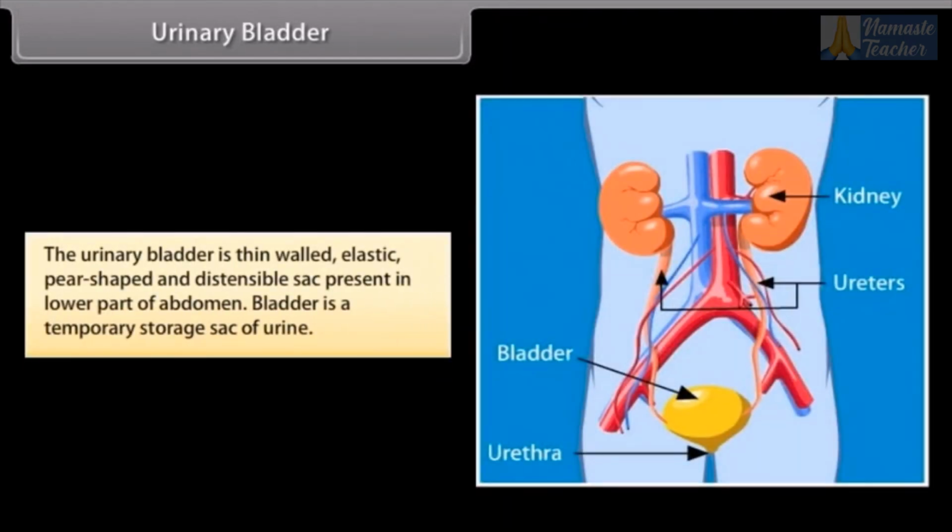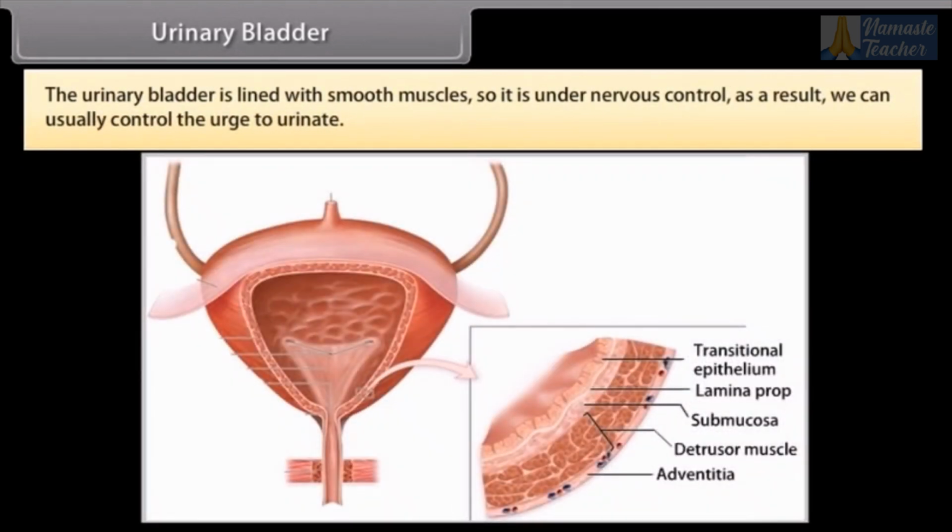Urinary bladder. The urinary bladder is a thin-walled, elastic, pear-shaped and distensible sac present in lower part of abdomen. Bladder is a temporary storage sac of urine. The urinary bladder is lined with smooth muscles, so it is under nervous control. As a result, we can usually control the urge to urinate.